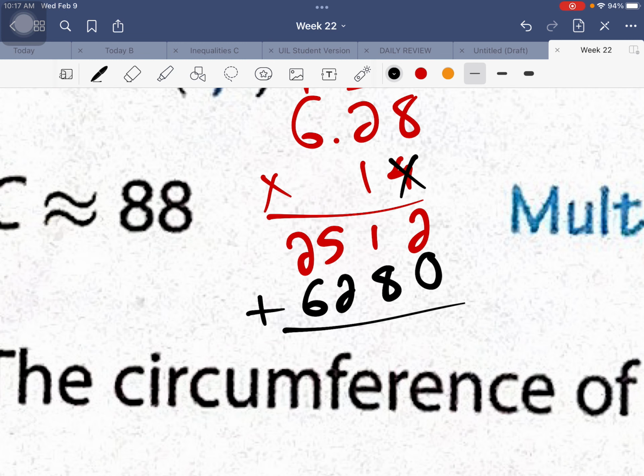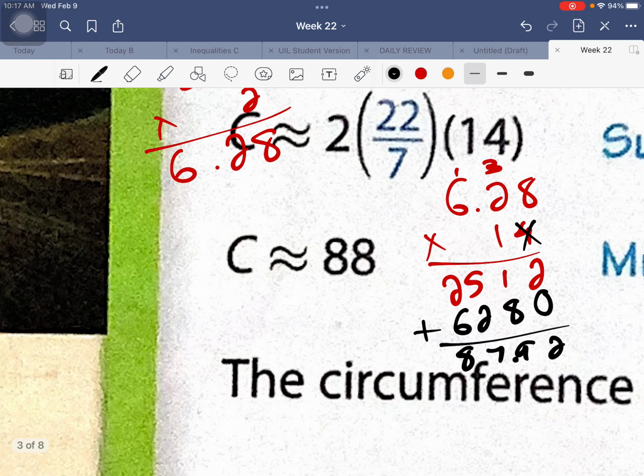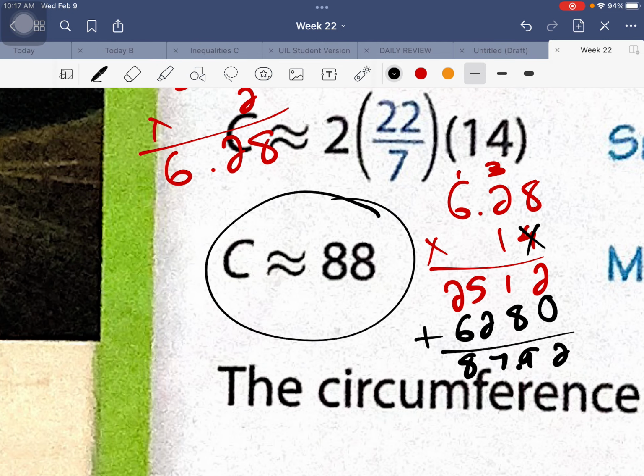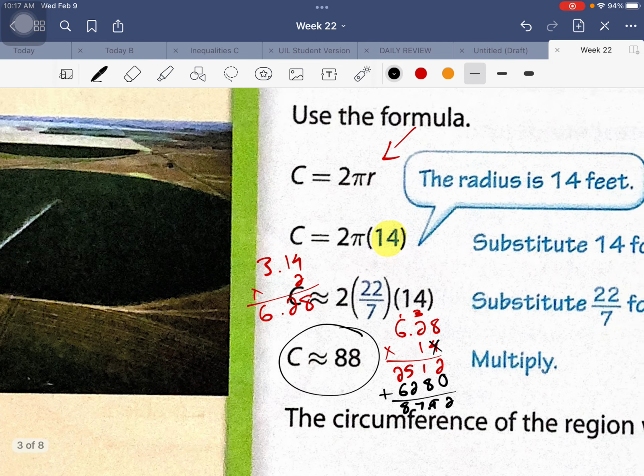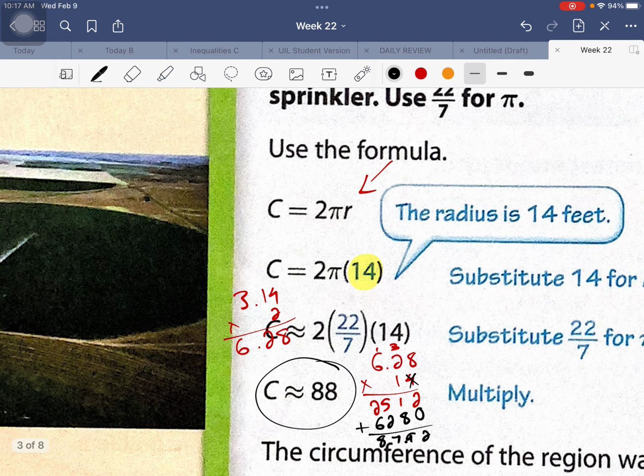Okay. What is 2 plus 0? 2. 1 plus 8. 9. What's 5 plus 2? 7. What's 6 plus 2? 87.92. It's very close to 88. Okay, we were right. It would have been faster with a calculator, but oh well.